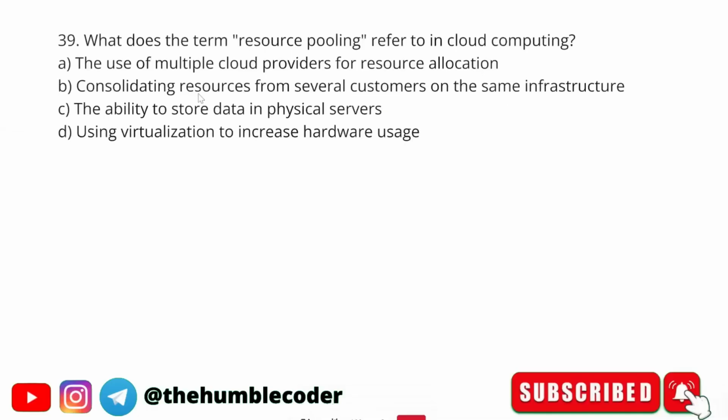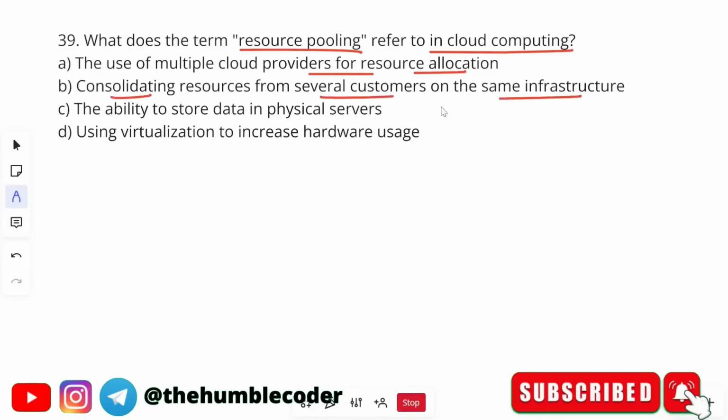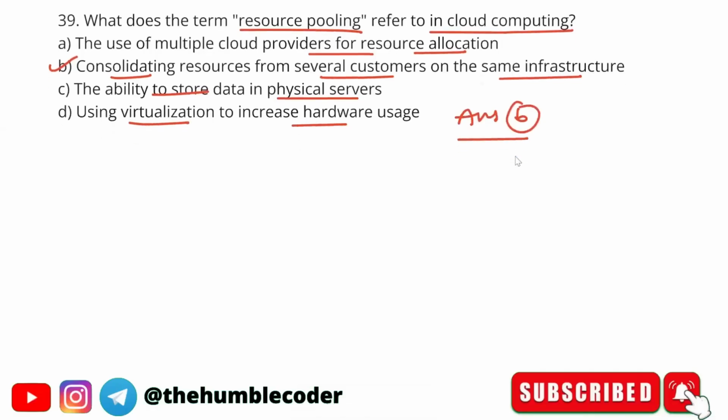What does the term resource pooling refer to in cloud computing? Okay, let's see the options that we have. The use of multiple cloud sub providers for resource allocation. Option B is consolidating resources from several customers on the same infrastructure. Option C is the ability to store data in physical servers. And option D is using virtualization to increase the hardware usage. So correct answer is option number B, that is consolidating resources from several customers on the same infrastructure.